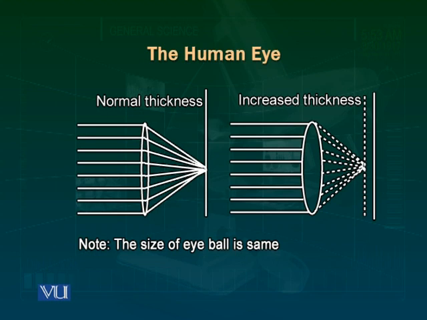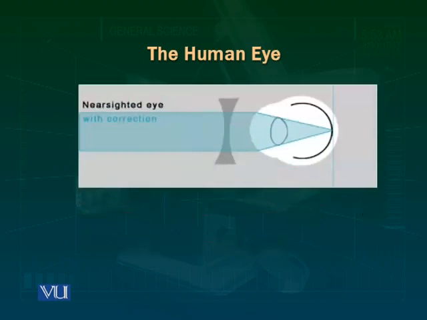In the second case, in case the lens is the same and the eyeball increases, you get a similar situation in which the image is formed before the retina, and therefore you do not see clearly. How do we correct it?